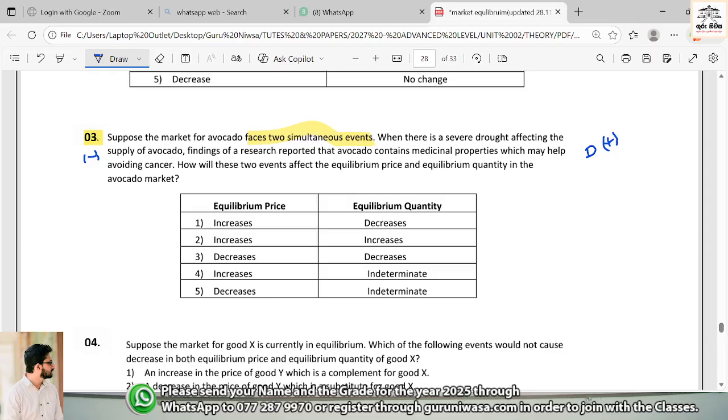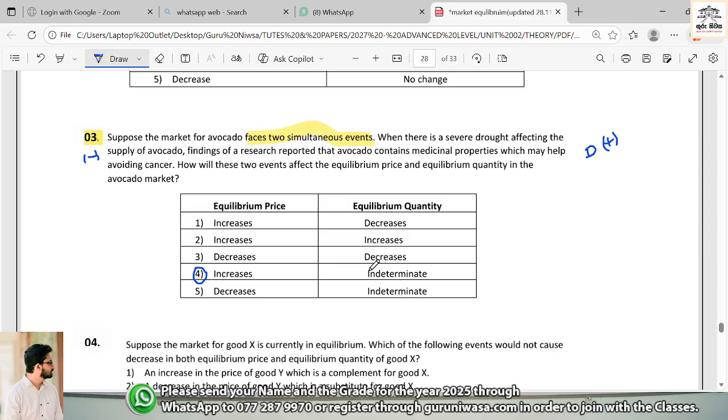What happens, Daru? Equilibrium price increases and equilibrium quantity is indeterminate. Indeterminate. Then the answer is the fourth one. Clear? The price will definitely increase, but we cannot say what happens to the quantity. Quantity depends on which curve shifts more.